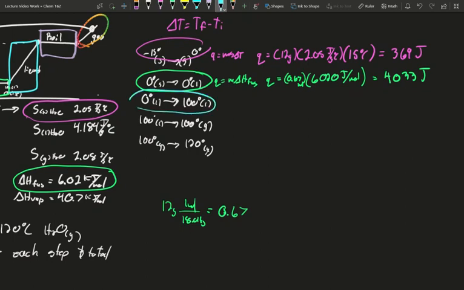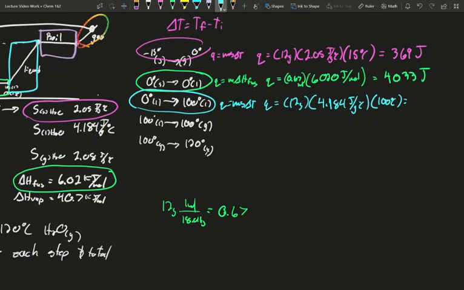Next bit, we're going from our liquid to our liquid. So we're back to Q equals ms delta T. Well, my mass is 12 grams. That didn't change when it became a liquid. The S value for liquid water is 4.184 joules per gram per degree Kelvin or degrees Celsius. And our delta T, well, we're going to end up at 100 and we start at 0. So temp final is 100 minus 0. That's going to be a positive 100 degrees Celsius increase.